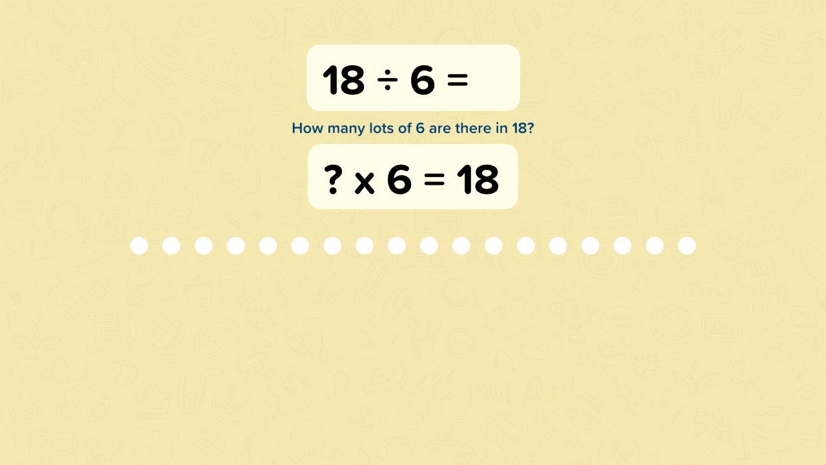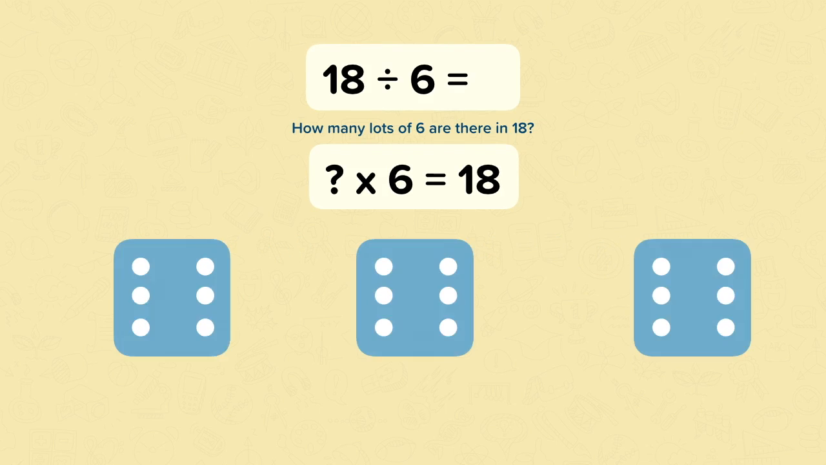Let's use these dots to help us. So we've got 18 dots and we need to divide them into groups of 6. If we do this, you can see that we've got 3 groups of 6. So 18 divided by 6 equals 3. And if we were using the inverse to work this out, then 3 times 6 is 18. This inverse proves that we must be correct.